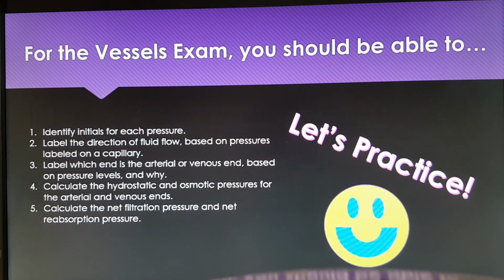Okay, so let's practice, like how it would be on the test, sort of. The pictures won't be as pretty, but that doesn't matter. Okay, so first you have your initials for each pressure, then your direction.